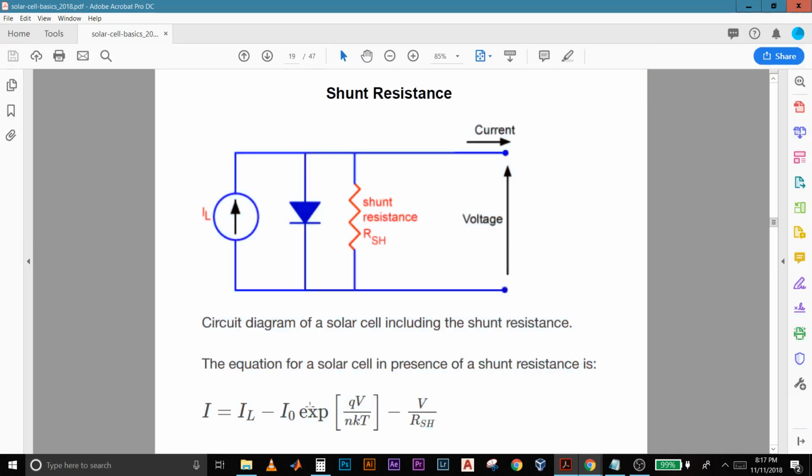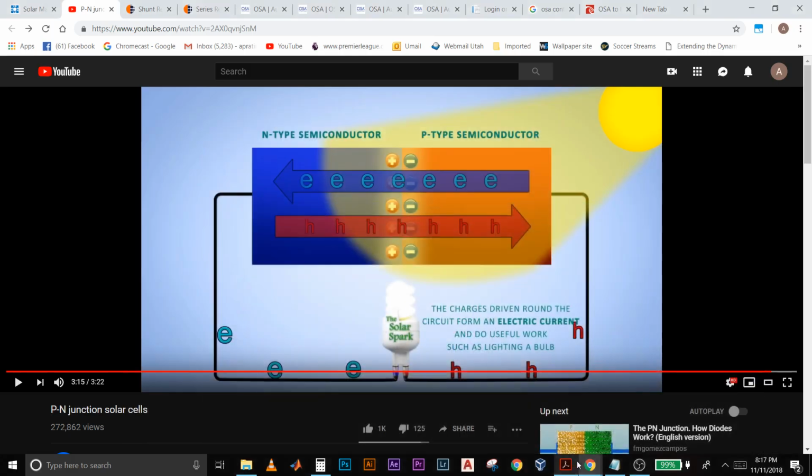For a diode over here, we have to then add the photocurrent which is generated by the incident photons. And since the shunt resistance is connected in parallel, we have to subtract the current, and the current is given by the voltage over the shunt resistance value. So we see that the larger the value of the shunt resistance is, the smaller this term becomes, and the greater the term of the current becomes. So it means that the larger the value of the shunt resistance, the better the performance of the solar cell.